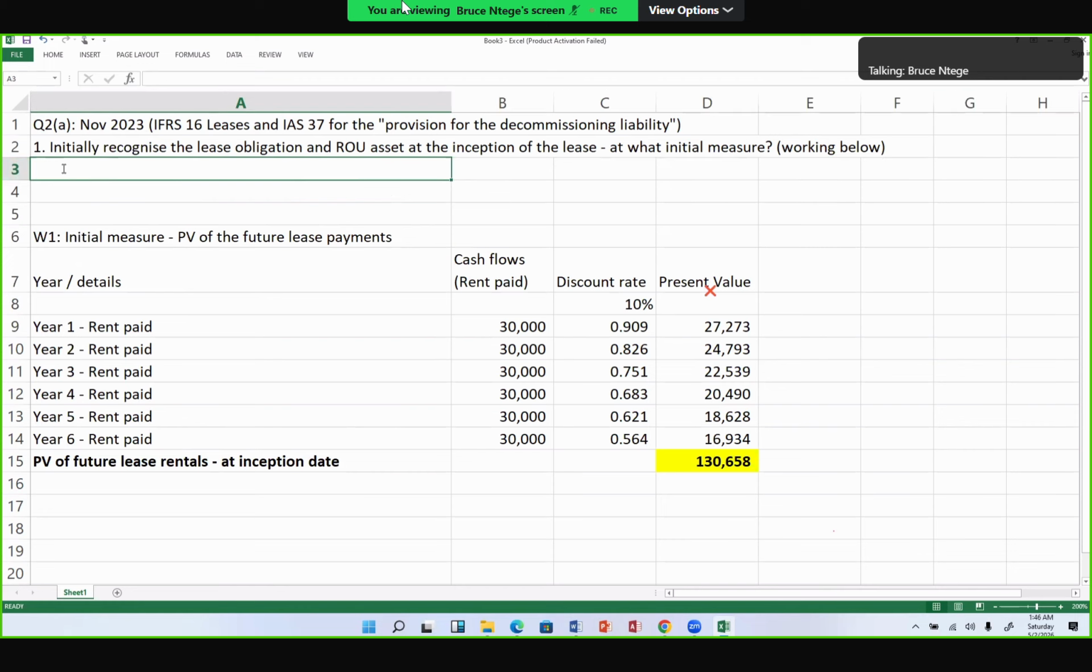So I'm debiting the right of use assets. Now I know how much to recognize there. I'm debiting it with 130,658. Okay, while I'm crediting the lease obligation with that same figure, 130,658.